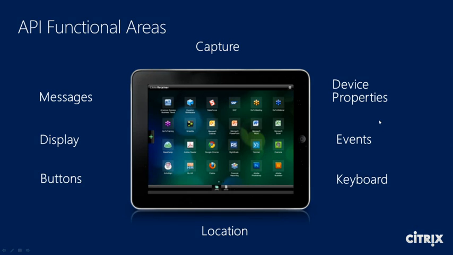Events. An example of that would be orientation. Typically, a Windows application isn't expecting the screen to be turned from portrait to landscape or vice versa. So knowing that and delivering the pixels out to the device that are appropriate to the orientation is a critical piece.